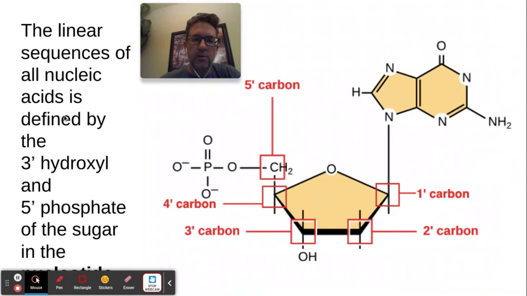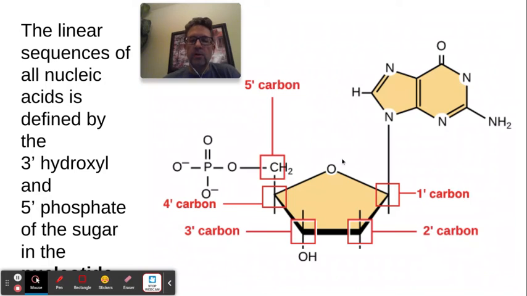But this says linear sequence nucleic acid is defined by 3' hydroxyl, 5' phosphate group of the sugar in the nucleotide. So we're looking at a monomer of nucleic acids. This is the simplest unit, the monomer, and a nucleotide always has phosphate, sugar, base, phosphate, sugar, base.